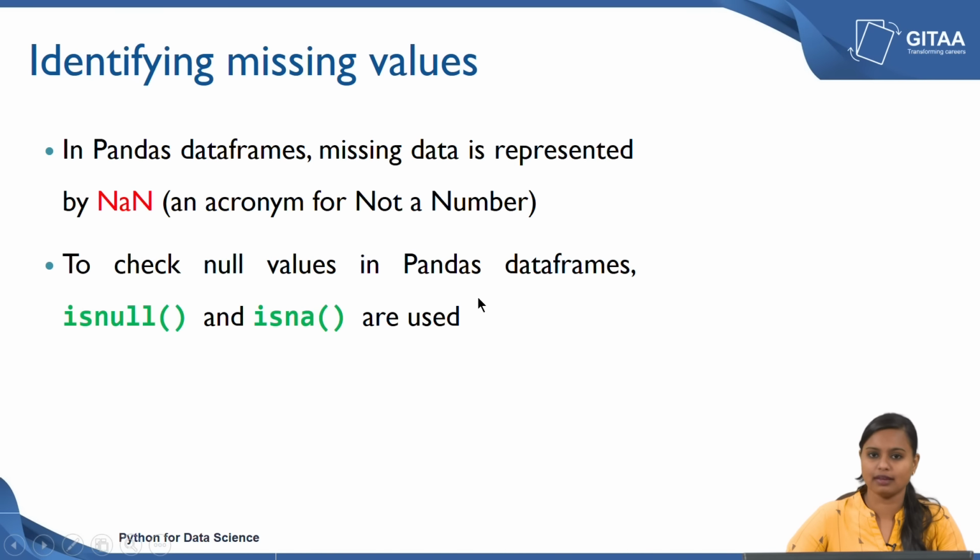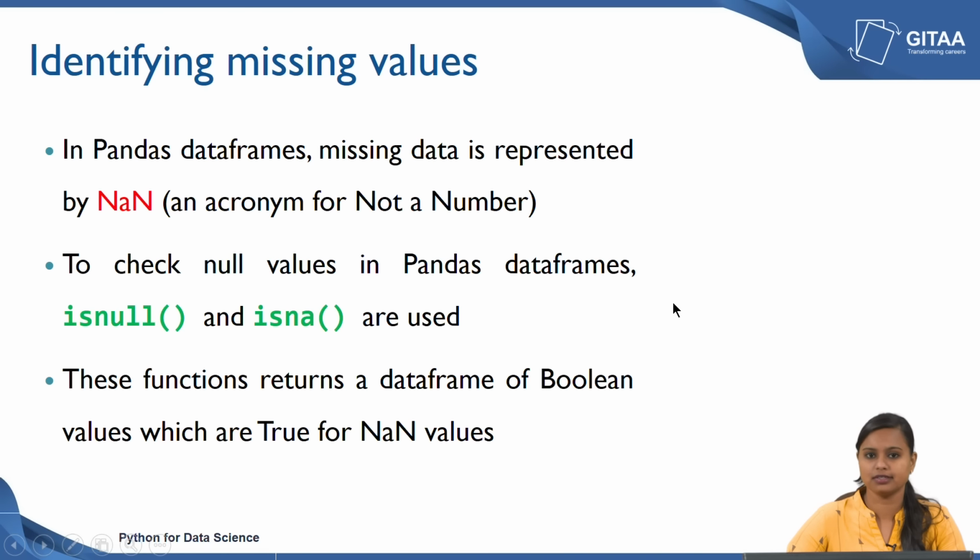These functions can be used to check the null values in your pandas data frames, because before proceeding with how to deal with your missing values, you need to identify whether there are any missing values or not, or how many of them there are. In that case, these functions will be really helpful. These functions return a data frame of Boolean values which are true for NaN values.